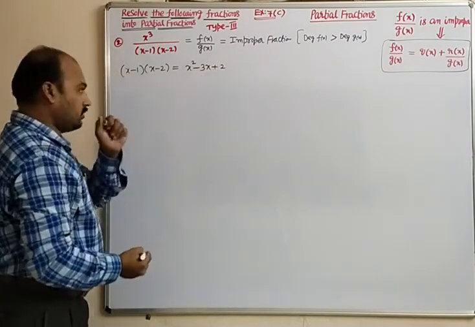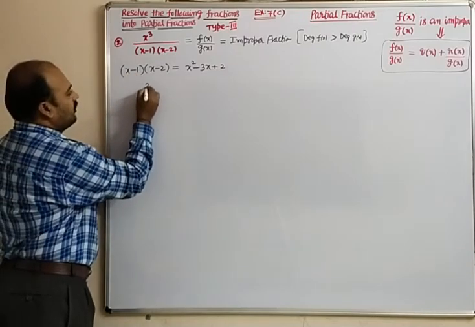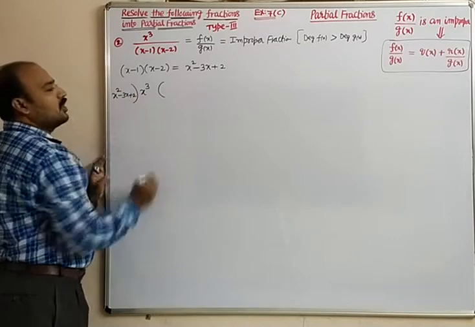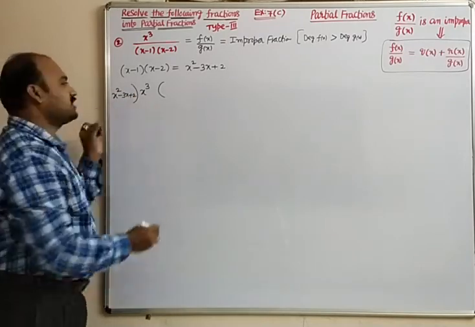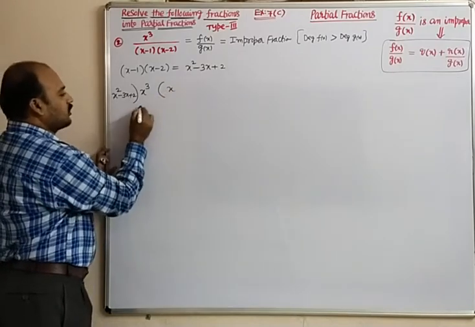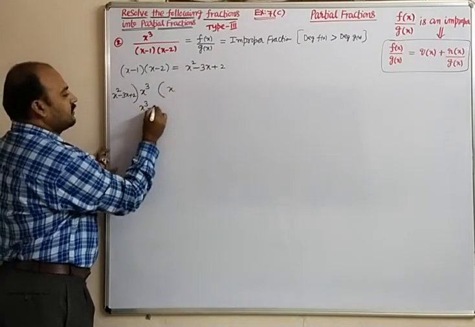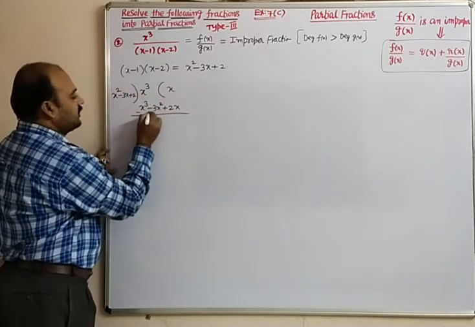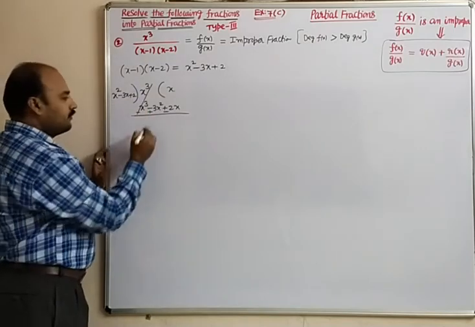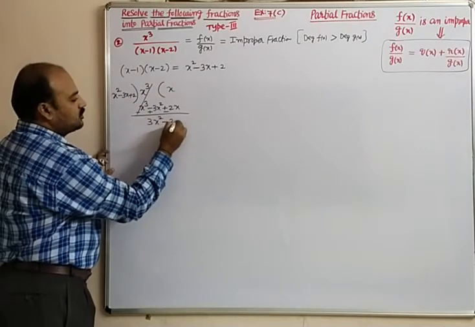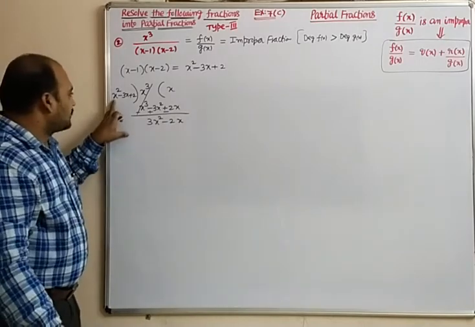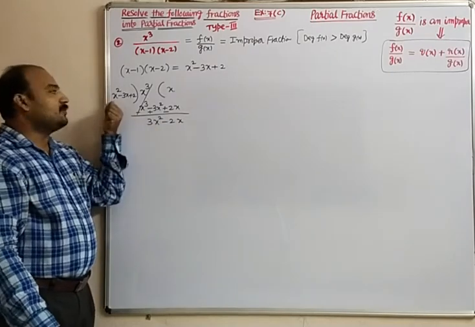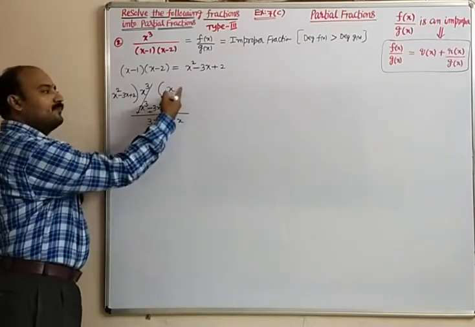Now, by doing the actual division, x square minus 3x plus 2, how many times is it going to divide? x times. x into x square is x cube, x into minus 3x square, x into 2 is 2x. By subtracting, sign change, these two will be cancelled. 3x square minus 2x. Here x square minus 3x plus 2 is there, and here 3x square is there. So how many times is it going to multiply? 3 times if we do it here.